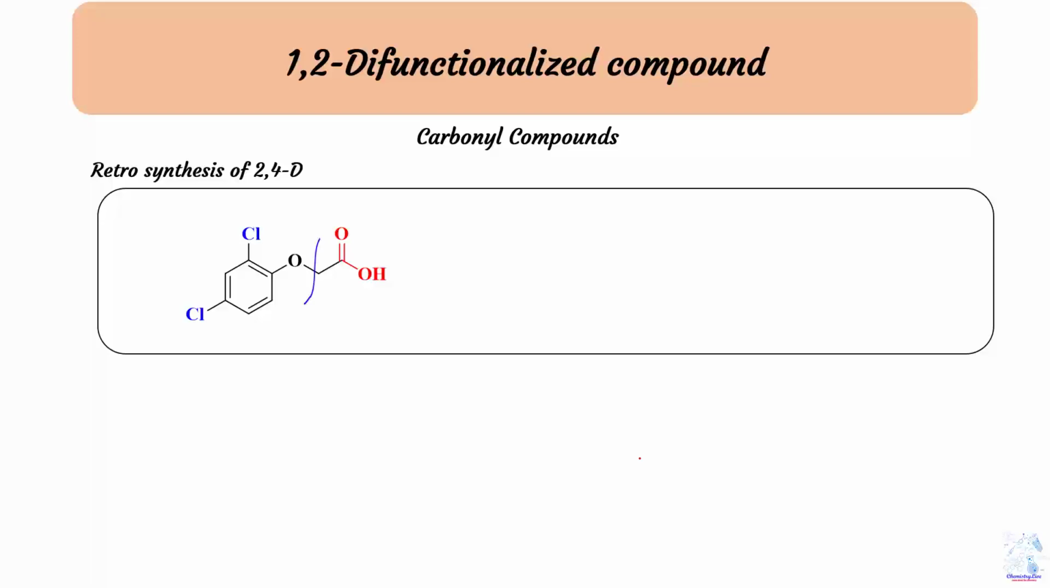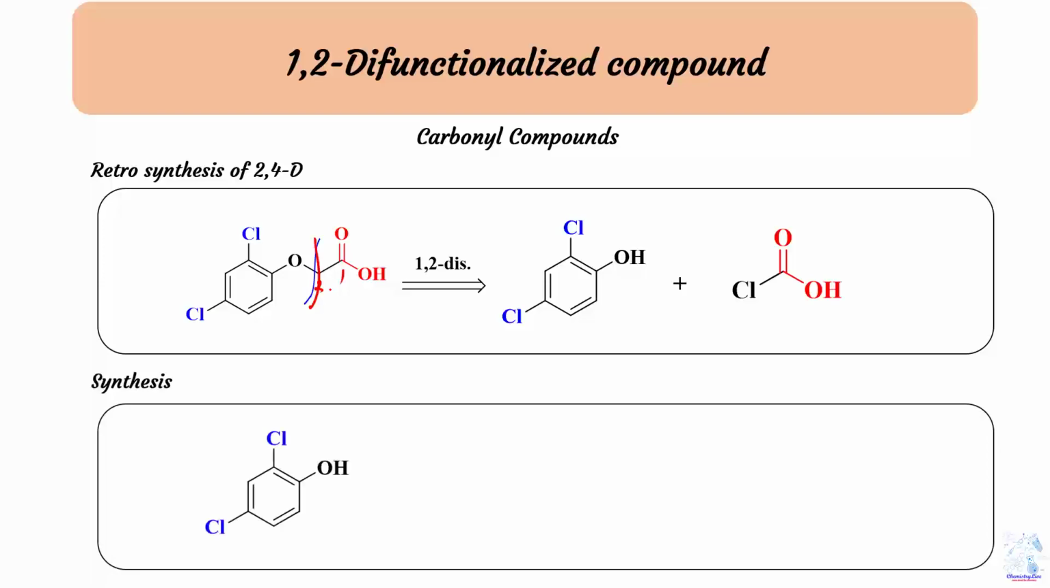So disconnect at the 1 and 2 position. Here there is a 1, here there is 2. So 1,2 CX disconnection proceeds from here, and then we will get the OH and alpha halocarbonyl compound or halo acid. The designed synthesis for that one is we'll use that dichloro compound, react with that chloro alpha halogen compound, in the presence of base, which abstracts the proton, and we will get our targeted molecule, which is 2,4-D.